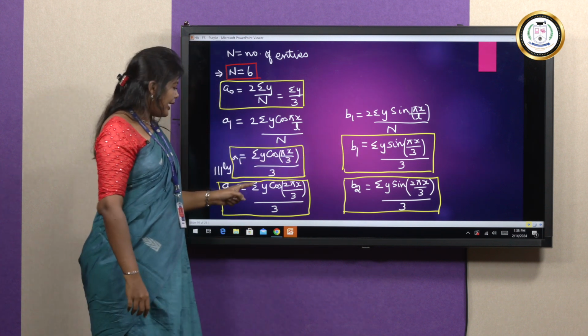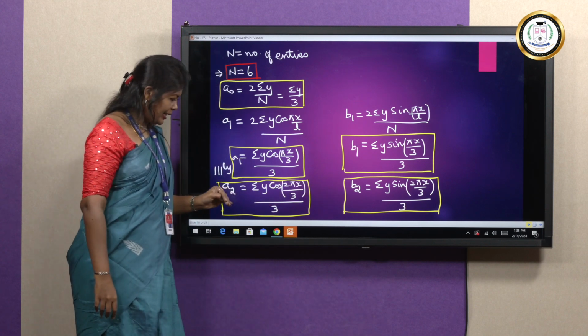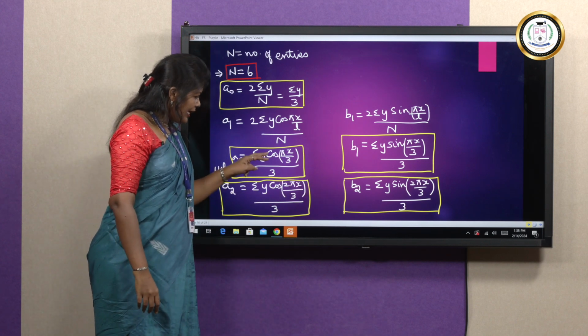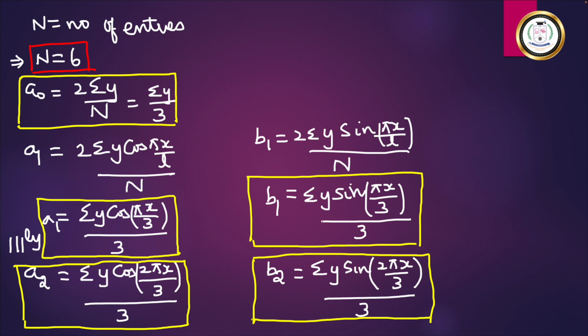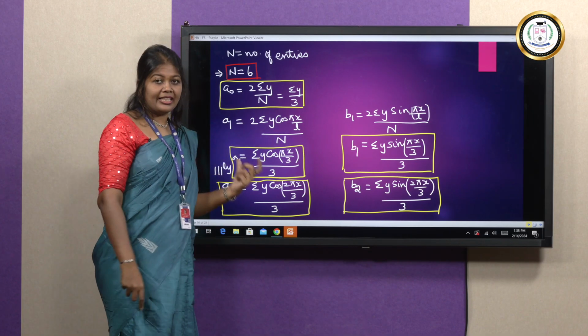Okay. Now what about A2 and B2? It's the same set of formulae, isn't it? Same set of formulae, except that you will have 2 pi x by 3 here, because n is 2. Similarly, sine 2 pi x by 3. It's the same formula with n equal to 2. So now that you know, please I want you to concentrate on the ones that have been marked in yellow.